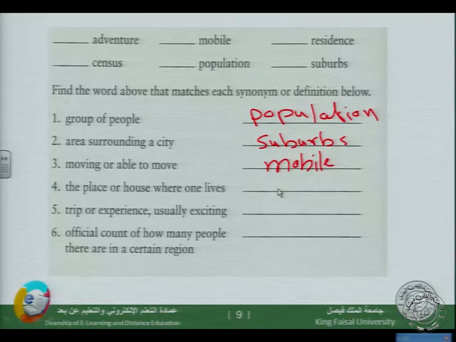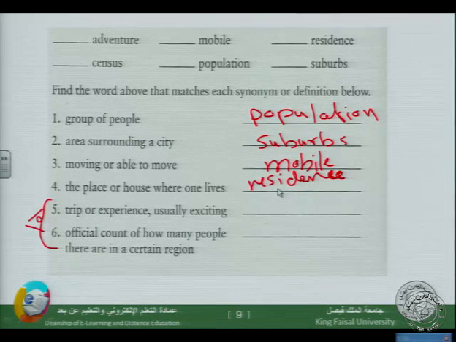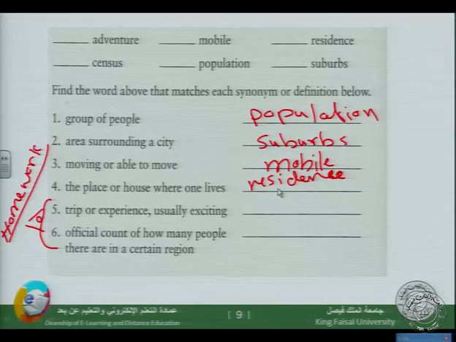If you want to say it's movable, you can say mobile. Mobile is just for your cell phone. The place or house where one lives is called residence. Trip or experience, usually exciting, is adventure. And official count of how many people there are in a certain region is census. I will leave these for you. These also are homework. I want you to go back to the dictionary and check the meaning of each one.